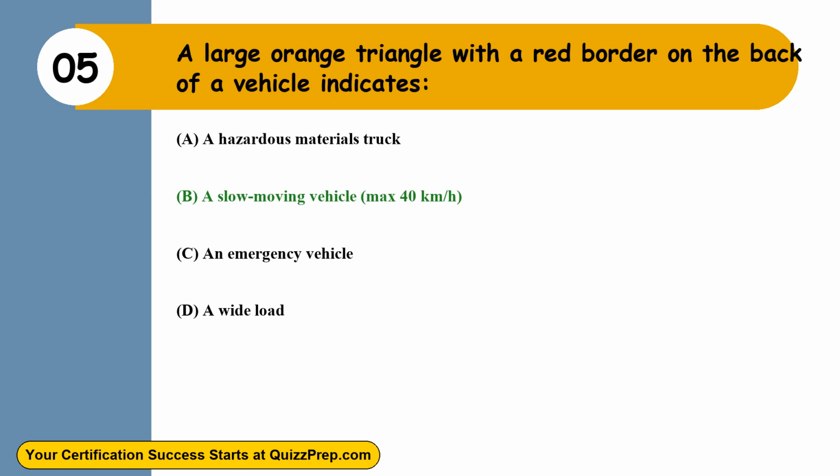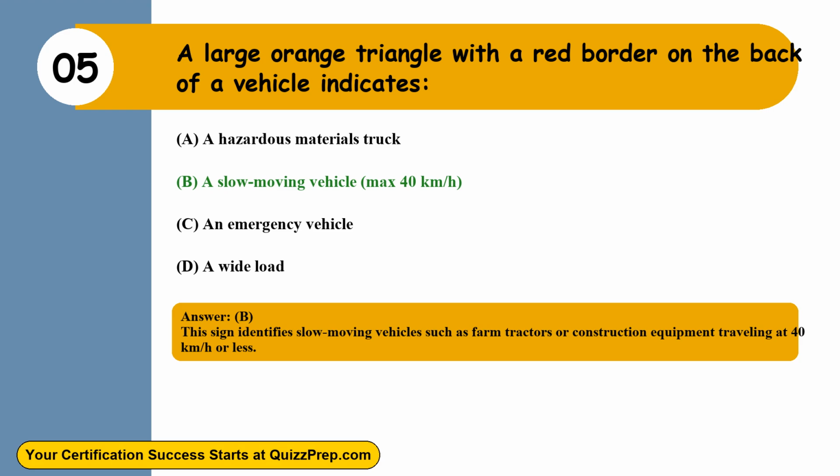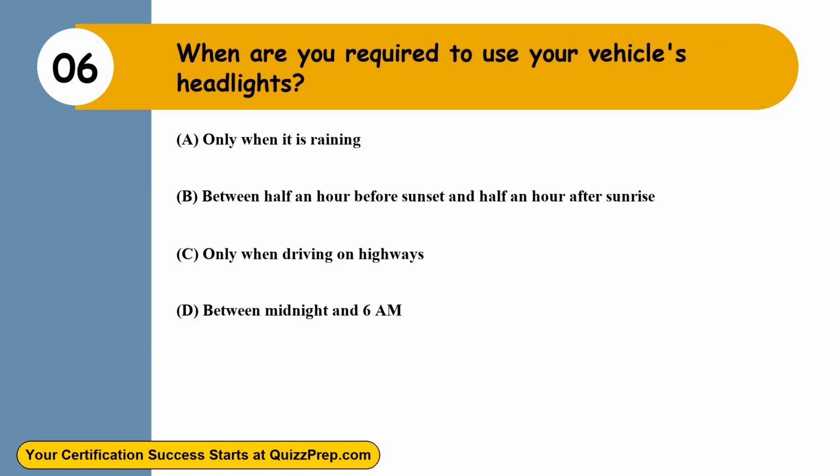The correct answer is option B. A slow moving vehicle, max 40 km/h. This sign identifies slow moving vehicles such as farm tractors or construction equipment traveling at 40 km/h or less. Question 6. When are you required to use your vehicle's headlights?